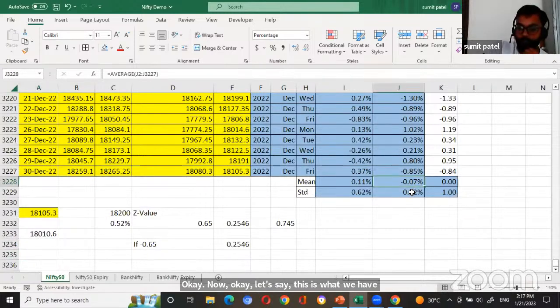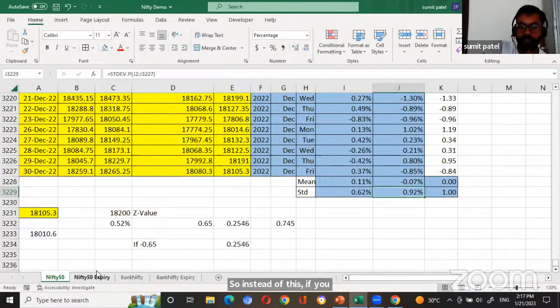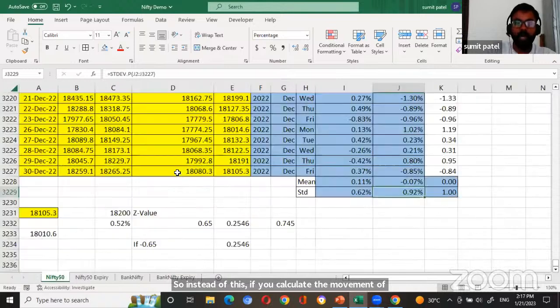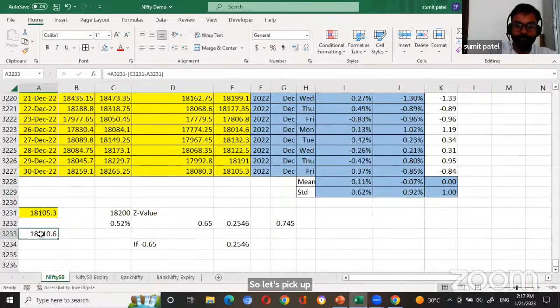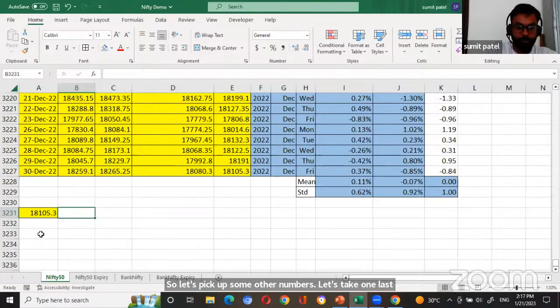Now this is the intraday movement. You can also calculate the weekly movement. If somebody is interested in options trading, Indian options, first you'll have to study what derivatives are, what options are. Indian options expire on Thursdays, right? On every Thursday. So if you calculate the movement of Nifty on every Thursday, you can have a rough idea of how Nifty moves within a week. So let's pick up some other numbers. Let's take one last hands-on and then we'll be open to other questions.